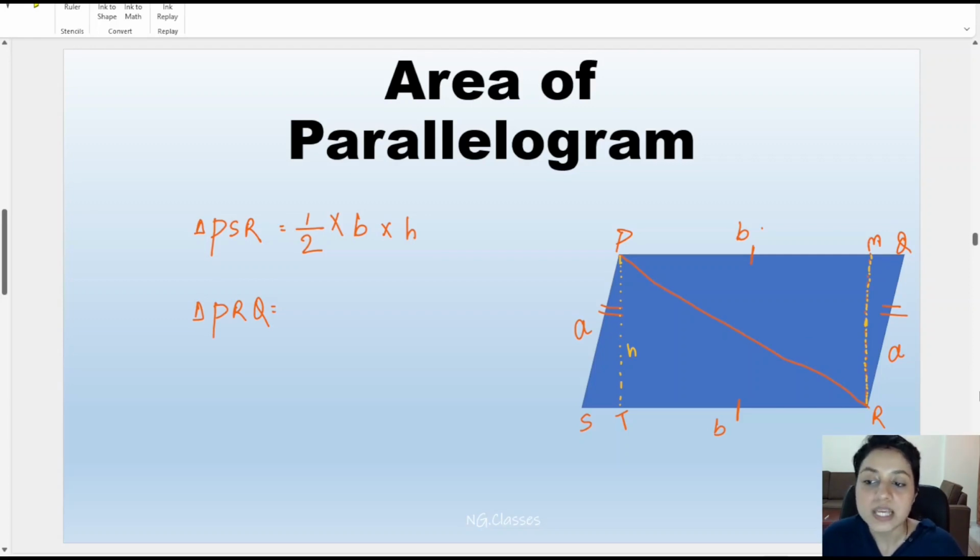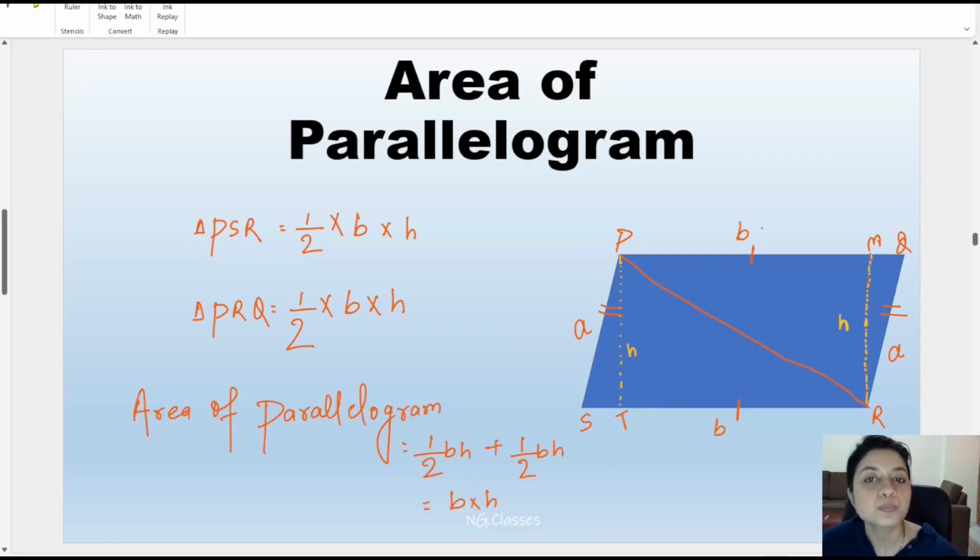Here PT and RM must be same. If PT is H unit, then RM must be H unit only. Why? Because two parallel lines must always have the same distance between each other. So PQ and SR are parallel lines and we are just getting the distance between these two parallel lines, right? Let's find the area of the other triangle. So this will be 1 by 2 times, what's the base? Base is B only because the opposite sides are same, times H. Now let's add both the areas so that we will get the area of the parallelogram.